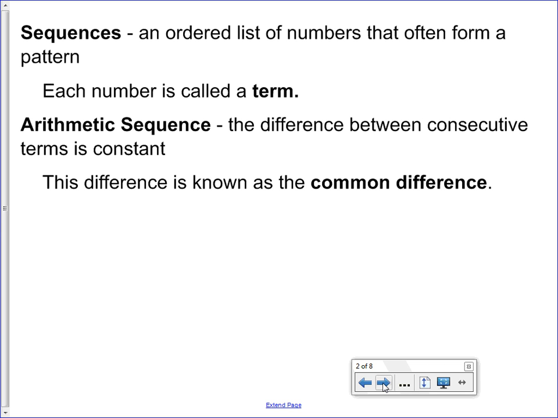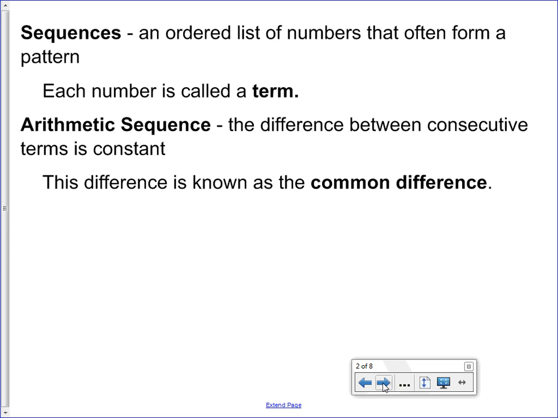Sequences are simply an ordered list of numbers that often form a pattern. Doesn't have to form a pattern, but oftentimes do. Each number is called a term. So specifically today we're going to be looking at arithmetic sequences. The difference between consecutive terms in an arithmetic sequence is constant. That's how you identify an arithmetic from a non-arithmetic sequence: the difference between the terms is constant. This difference is known as the common difference.